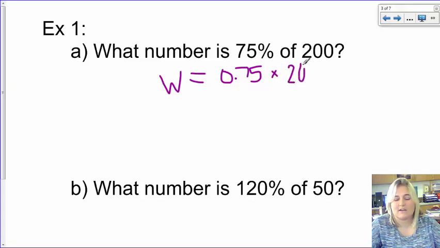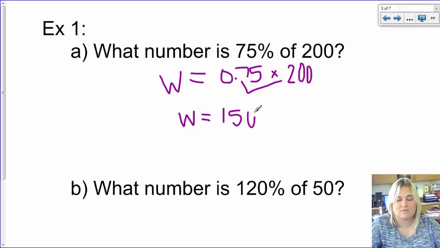Well, now all you have to do is exactly what the problem is telling you to do. I have 0.75 times 200. So that is going to give me my W equals, and all I have to do is punch this into my calculator, which is going to give me 150. Final answer. 150 is 75% of 200.